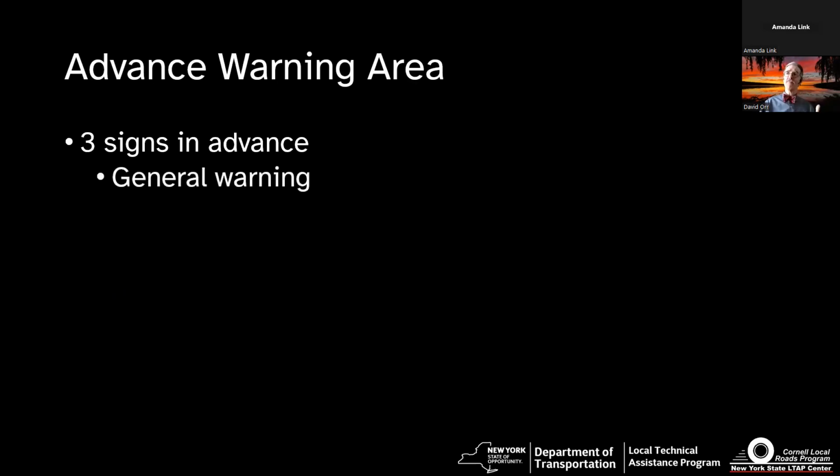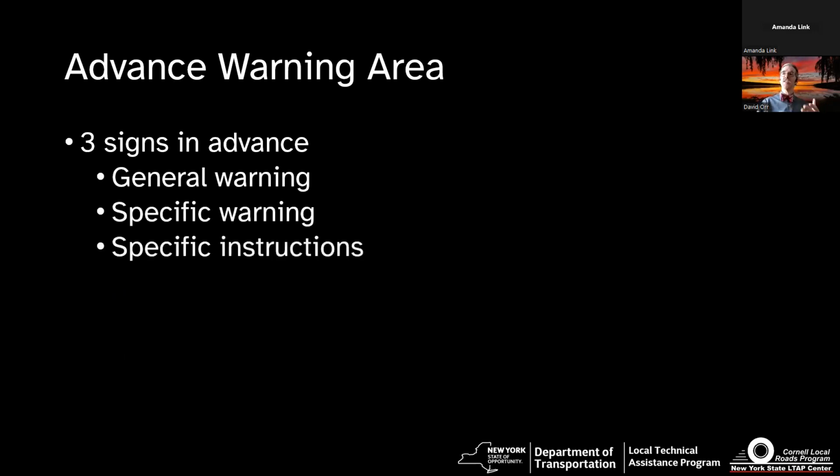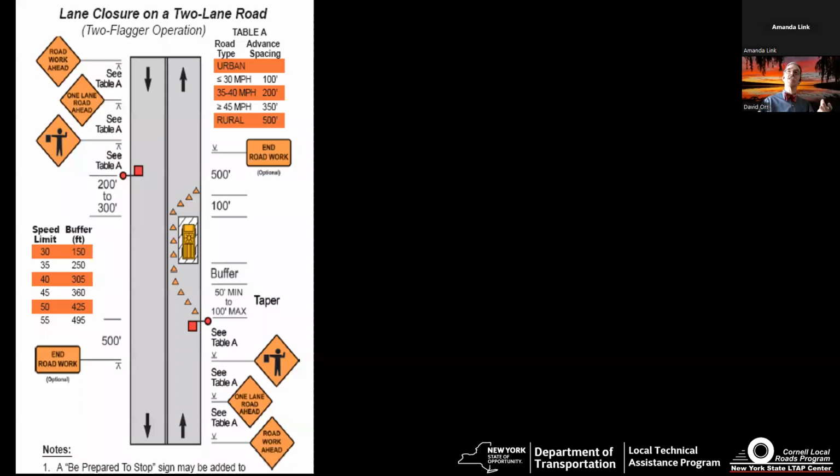The first one is the advanced warning area. This is where we put in the 3 signs in advance of the work zone to give people a general warning of what's coming. We give them a specific warning of, like, they have to maybe change lanes, or there's going to be a flagger. And then we give specific instructions that you got to stop or something like that. So the most common one is the 2 flagger operation, where we have the general warning, hey, there's road work ahead. Or you might see the symbol sign. Technically, we're supposed to use the road work ahead, but if you got the symbol worker sign, great. Okay, use what you've got and then upgrade.